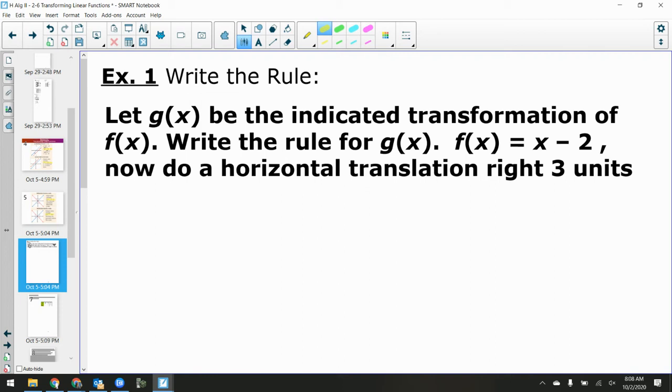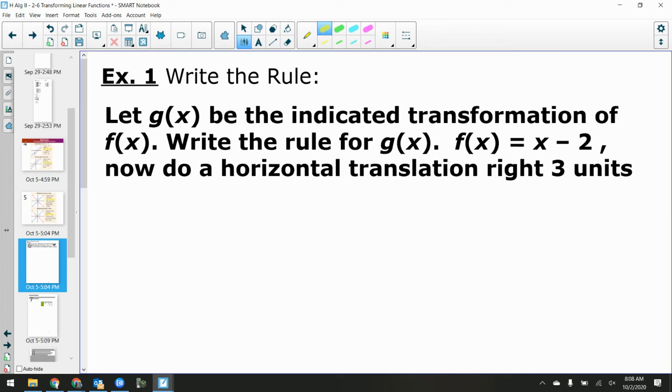Okay, let g of x be the indicated transformation of f of x. Write the rule for g of x. Now, whenever it says write the rule, what I'm talking about there is write the equation of g of x after it's been transformed. Simplify it all down.